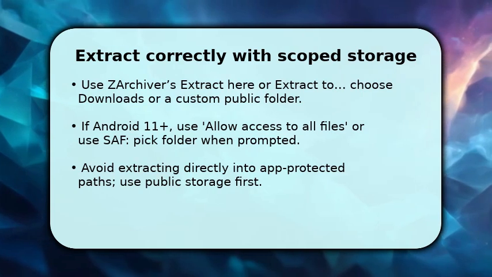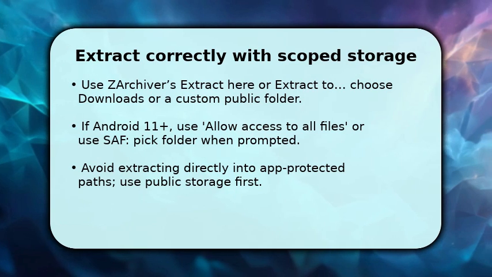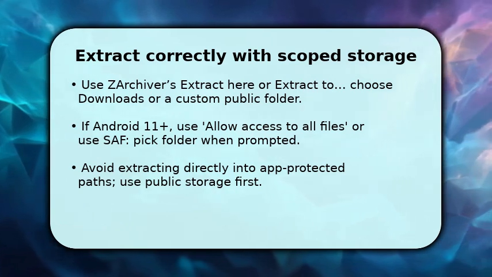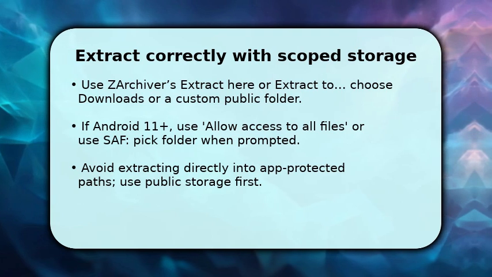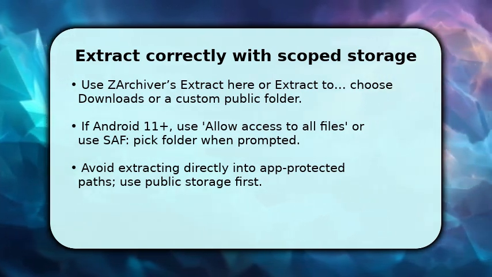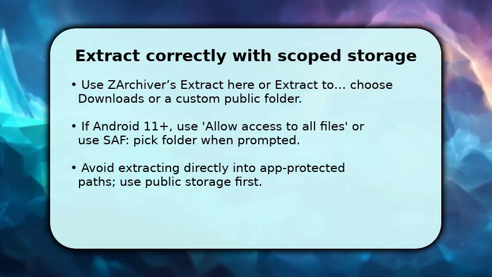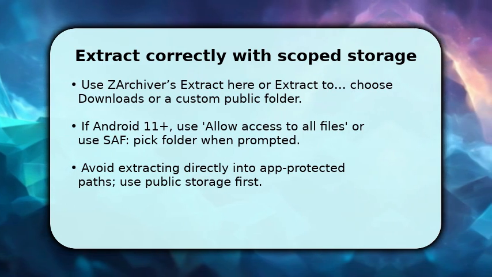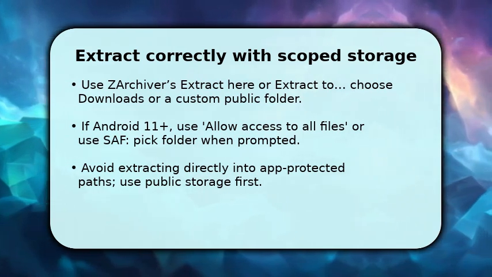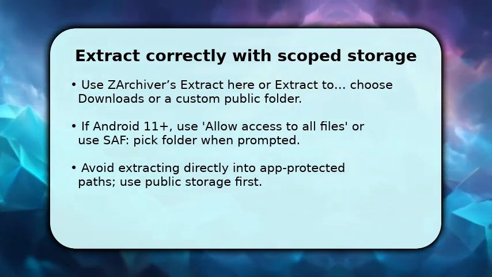Now you perform extraction while respecting Android's scoped storage rules. In ZArchiver, tap the archive and choose Extract Here or Extract To, then select Downloads or a public folder you granted access to. On Android 11 or later, either enable the broader Manage All Files permission for ZArchiver or accept the Storage Access Framework prompt and pick the folder manually. This gives the app explicit access.